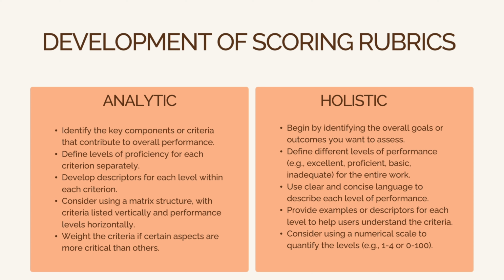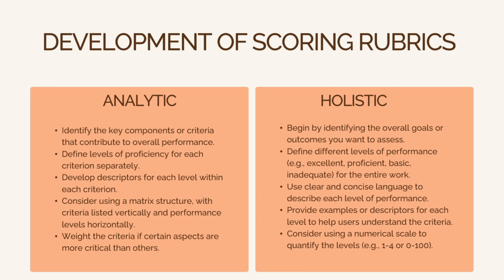Fourth, consider using a matrix structure with criteria listed vertically and performance levels horizontally. A matrix structure is a common and effective format for organizing rubrics. Criteria are listed vertically and performance levels are presented horizontally. This format allows for a systematic and comprehensive assessment, as each cell in the matrix represents the intersection of a specific criterion and proficiency level. It enhances the clarity and accessibility of the rubric.